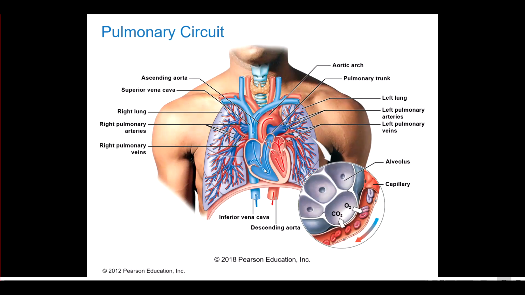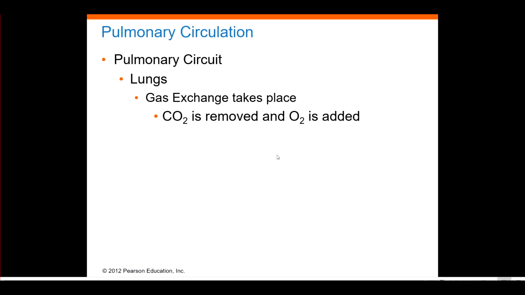So what the right side of the heart has to do is push the blood to the left and the right lungs. Their gas exchange will take place, and then the lungs will send the blood back to the left side of the heart. That blood flow from the right side of the heart to the lungs and then back to the left side of the heart is the pulmonary circuit. All right, that's what we're going to go over now.